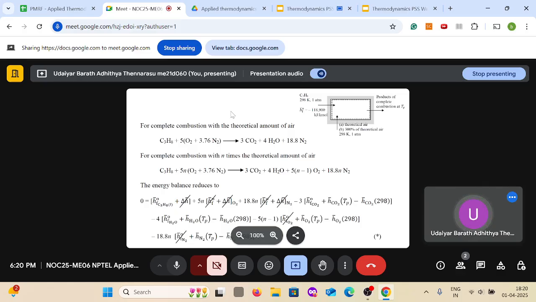So propane plus 5 moles of oxygen plus 3.76 into 5 moles of nitrogen reacts to form 3 moles of carbon dioxide, 4 moles of water and 18.8 moles of nitrogen.